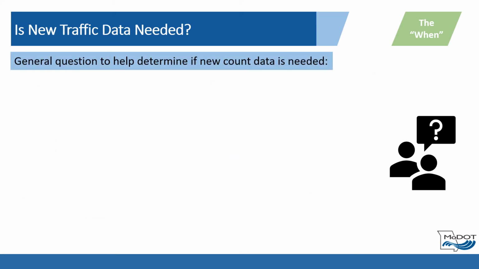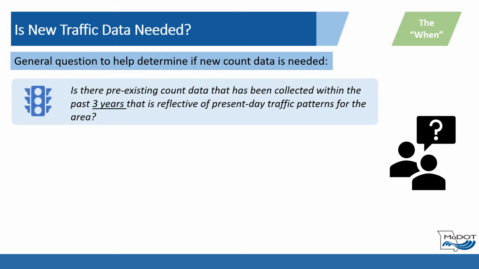General questions to determine if new count data is needed are: is there pre-existing count data that has been collected within the last 3 years that is reflective of the present-day traffic patterns for the area? If the answer to this question is yes, then it is likely okay to use this data for the project. Age limits for the relevancy of traffic counts are context sensitive to the regional characteristics, whether they be urban, rural, or suburban, and recent growth patterns of the area. For example, if there have been recent developments that would influence traffic volumes, then new traffic count data is likely needed.